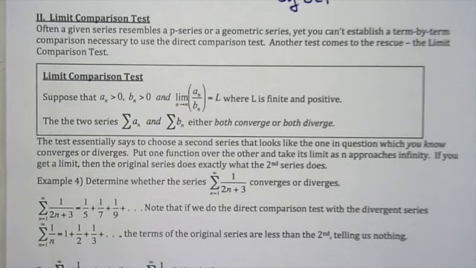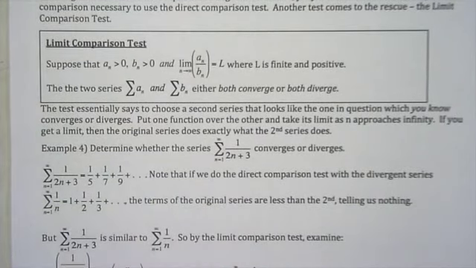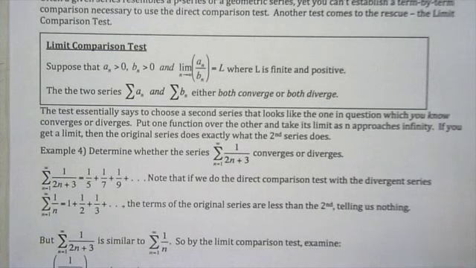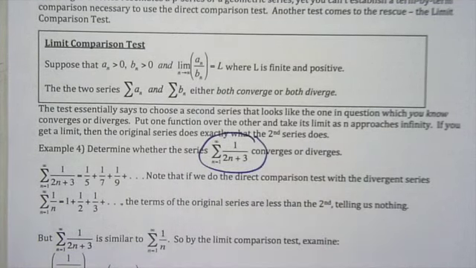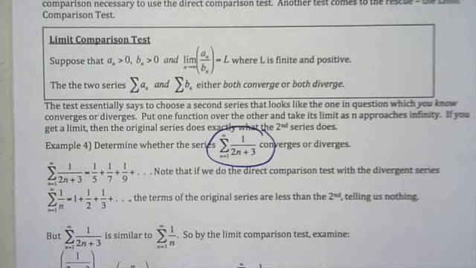There's another comparison test that we can use that will help us sometimes when the direct comparison test doesn't work. Same idea, it's called the limit comparison test. So let's say this is the series that we have, and let's try to see what happens when we use the direct comparison test.